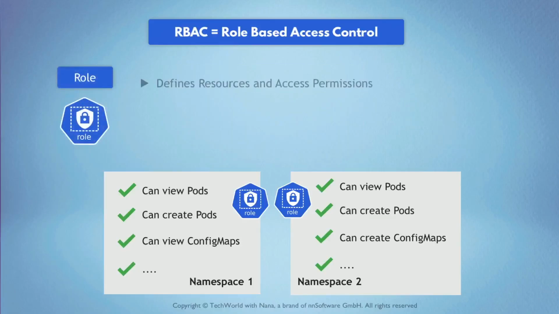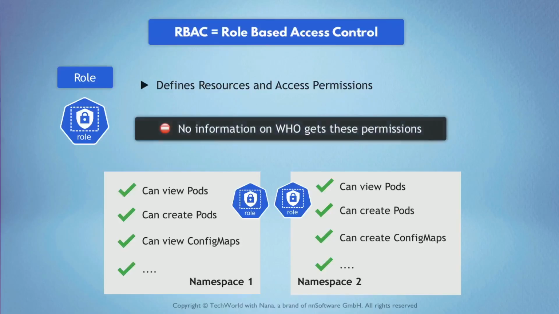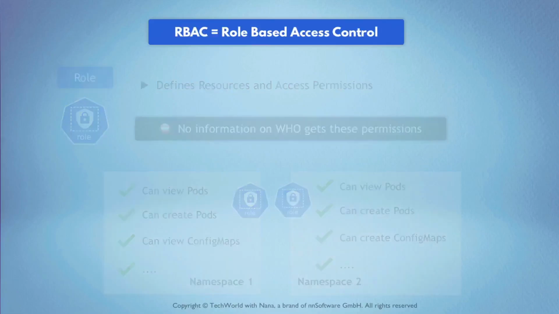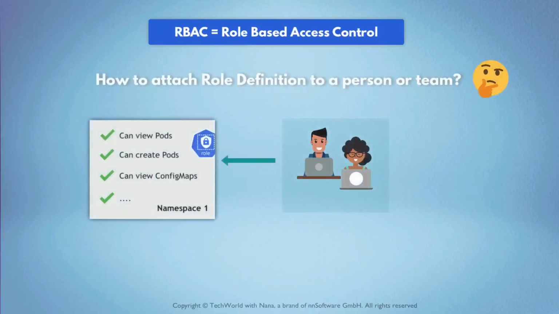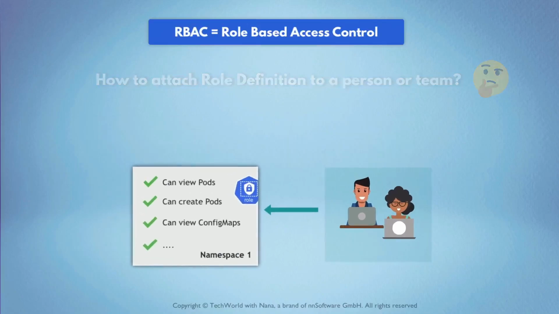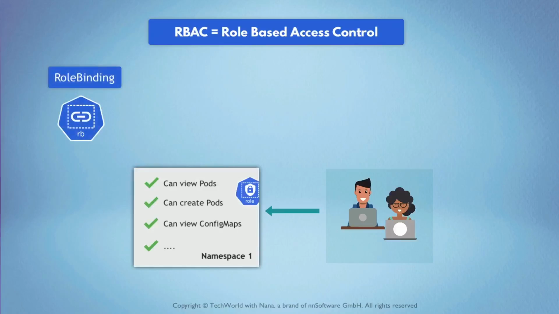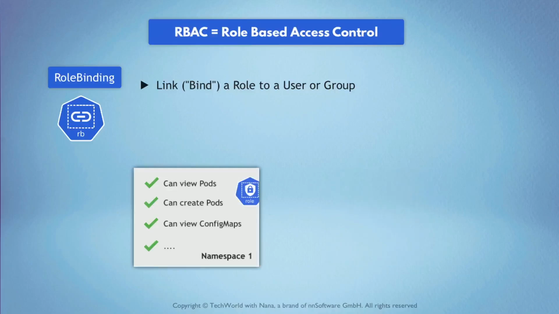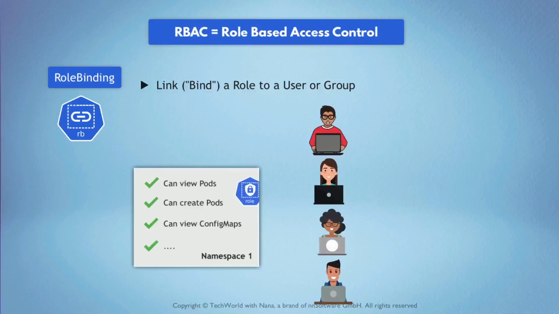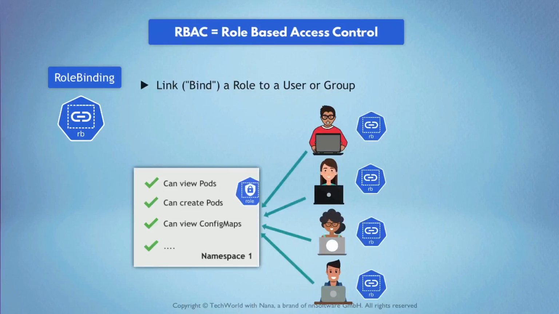But a role only defines the resources and the access permission to those resources. It doesn't include information about who gets that access defined in the role. So how do we attach a role definition to a developer team? For that, we have another component in Kubernetes called role binding, which is a very simple concept. Basically, with role binding, we simply link a role to a user or user group. So we can create users and bind the role to each user using role binding.